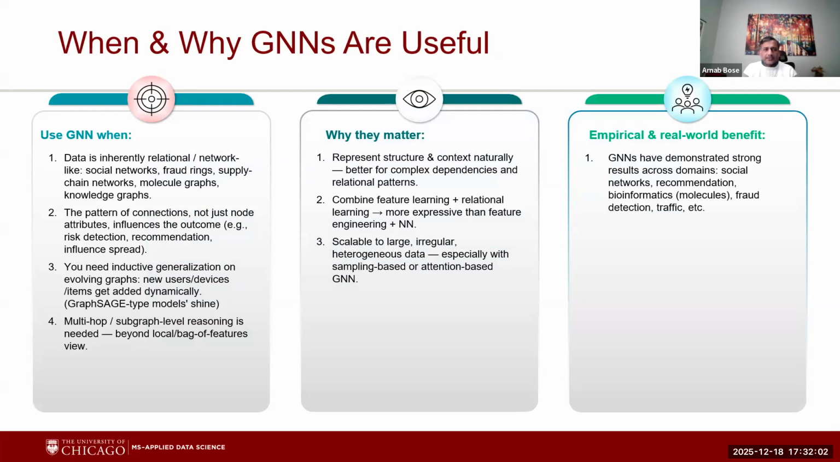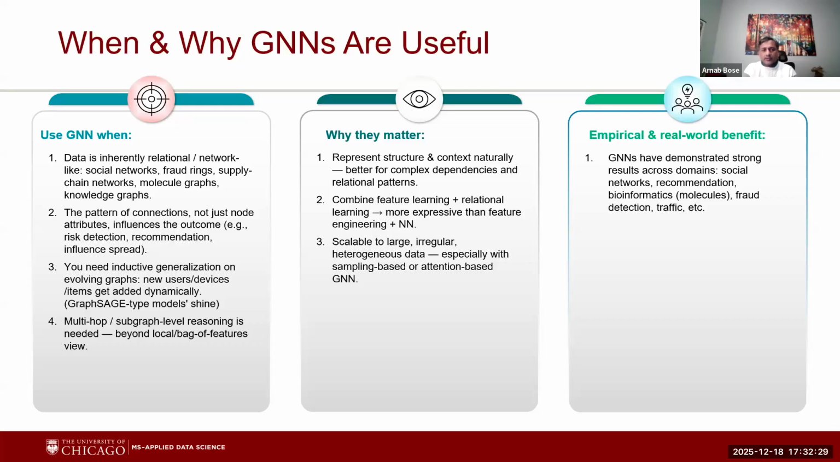The connections are not just attributes, node attributes, but also the relationships, the patterns of the connections, right? Like this individual or this company supplies this product. That product is sent to these different distribution centers. From there, they reach the stores. From those stores, these are the types of consumers. When you have all these relationships, graphs are very powerful.